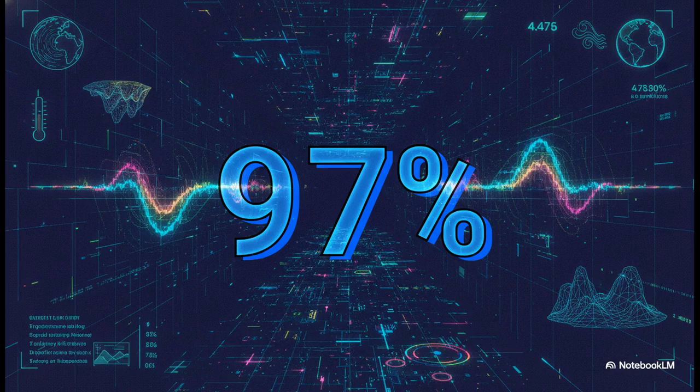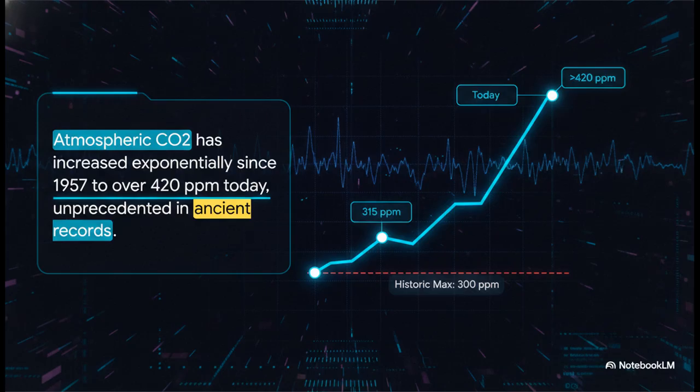And just to be clear on the reliability of this data, this consensus is heavily supported by leading global authorities, including the U.S. National Academy of Science and the IPCC. The core empirical data behind that scientific consensus is known as the Keeling curve.